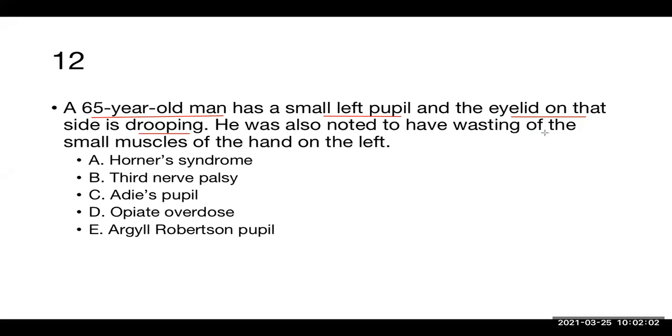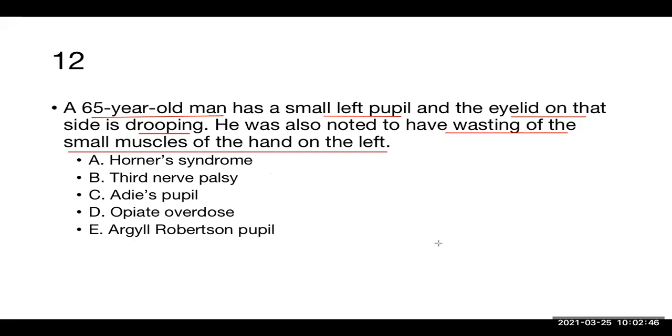He was also noted to have wasting of the small muscles of the hand on the left side. These clues are provided to you, and from this you have to choose the correct answer. Is it Horner syndrome? Is it third nerve palsy? Is it Adie's pupil? Is it opioid overdose like morphine, pethidine, methadone or heroin? Or is it Argyll Robertson pupil? Students can take their opportunity here to answer. Yes, this is an open question.